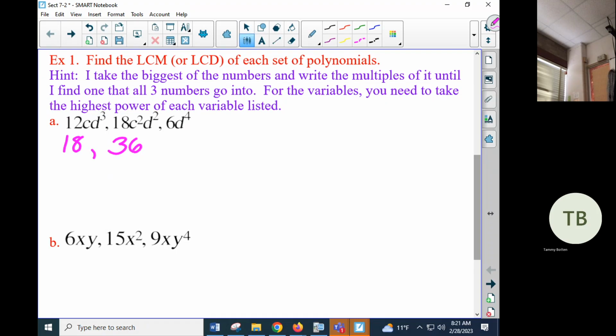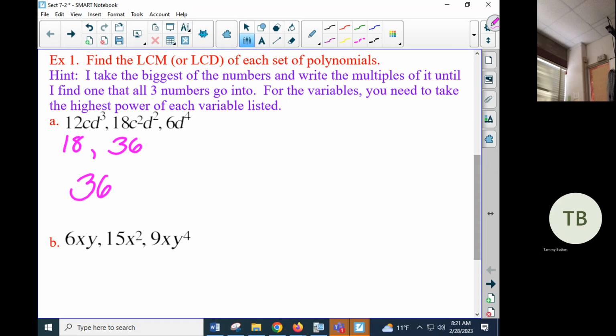If you're ever not sure, just divide it. Go 36 divided by 12, and it has to be a whole number. If it's a whole number, then it does go in there. 18 into here, if you divide it, is 2, 6 into here is 6. They're all whole numbers. That means this, for the number, is the least common multiple.